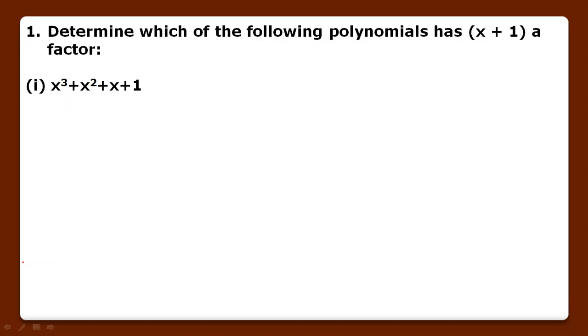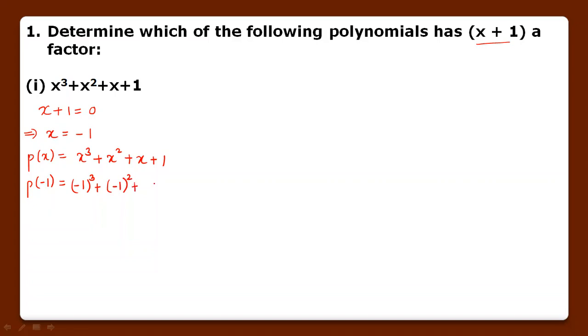हर part में हमें determine करना है कि x plus 1 given polynomial का factor है या नहीं. First step is x plus 1 equals 0 implies x equals minus 1. Polynomial जो हमें given है that is x cube plus x square plus x plus 1. अब हम x की जगह minus 1 put कर देंगे. In this way, what we'll get? Minus 1 cube plus minus 1 square plus minus 1 and plus 1.